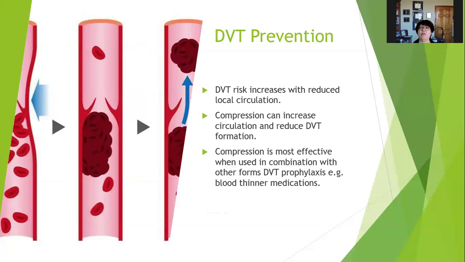So compression can be helpful for DVT prevention. So DVT risk increases with reduced local circulation. So compression can increase circulation and reduce DVT formation. Your local circulation can be reduced just if you're immobile after surgery or you're immobile after an illness. So you have an increased risk of DVTs. Compression is most effective when used in combination with other forms of DVT prophylaxis, like blood thinner medications. It is also effective when used in combination with exercise, because then you get the muscle pump going to increase circulation when possible.